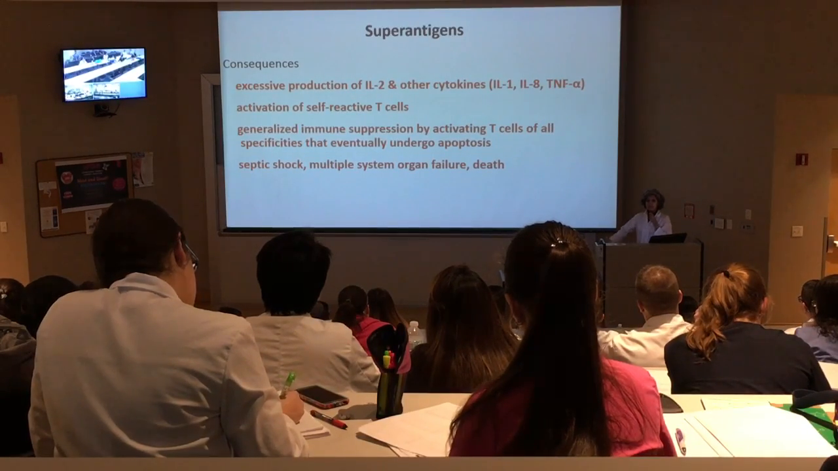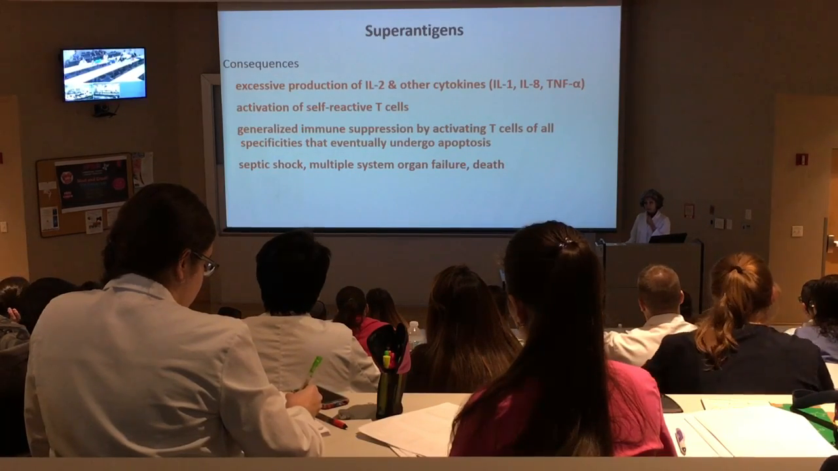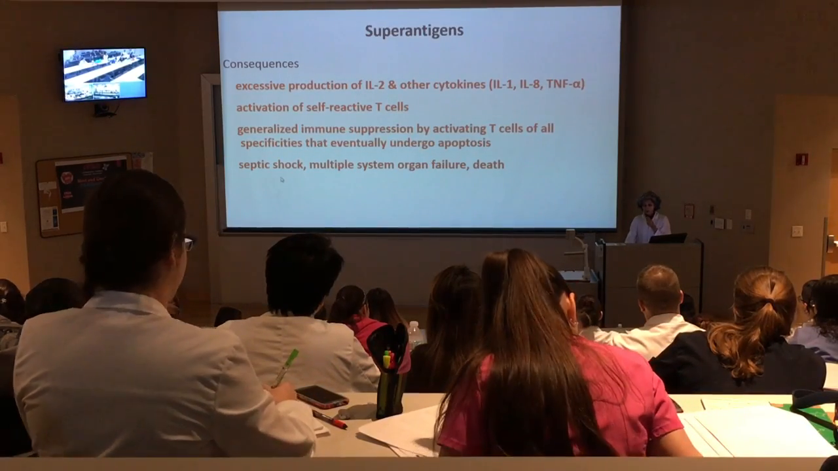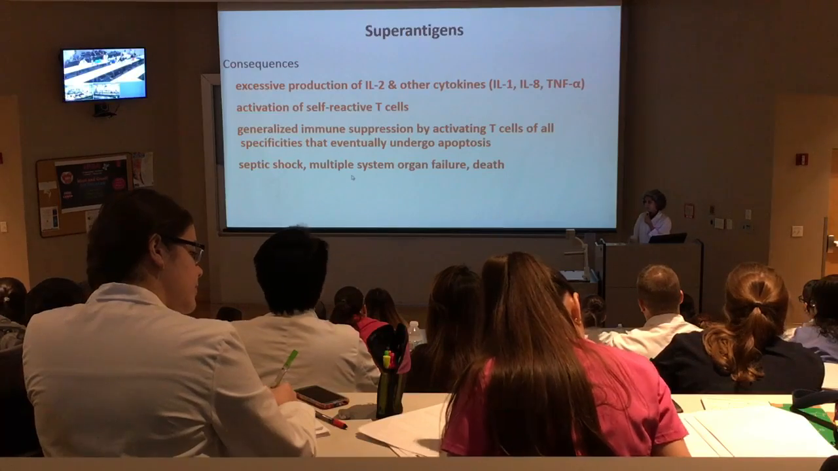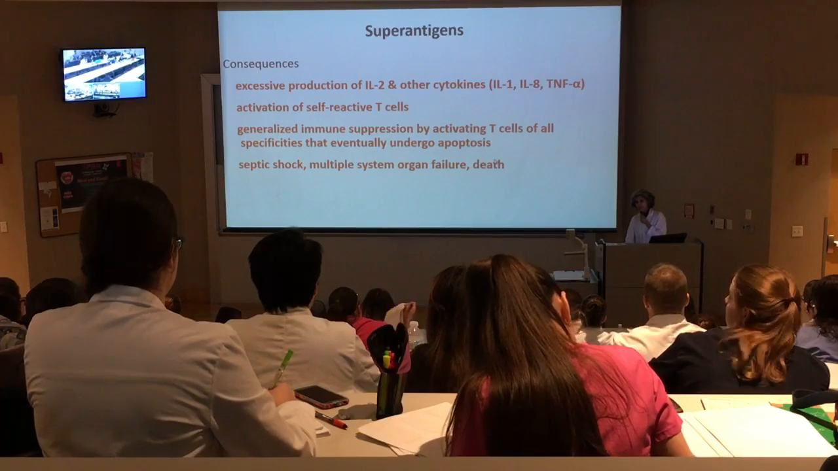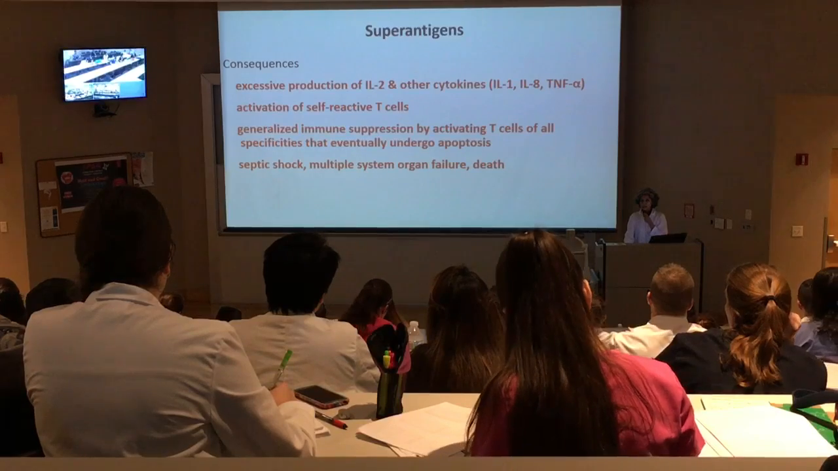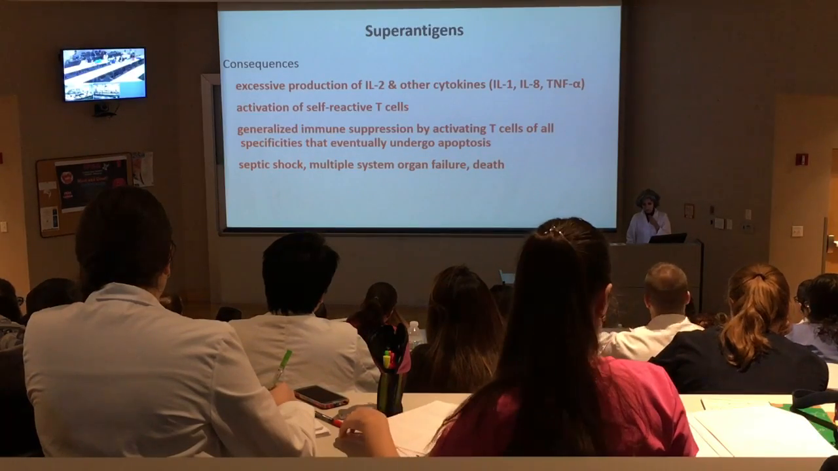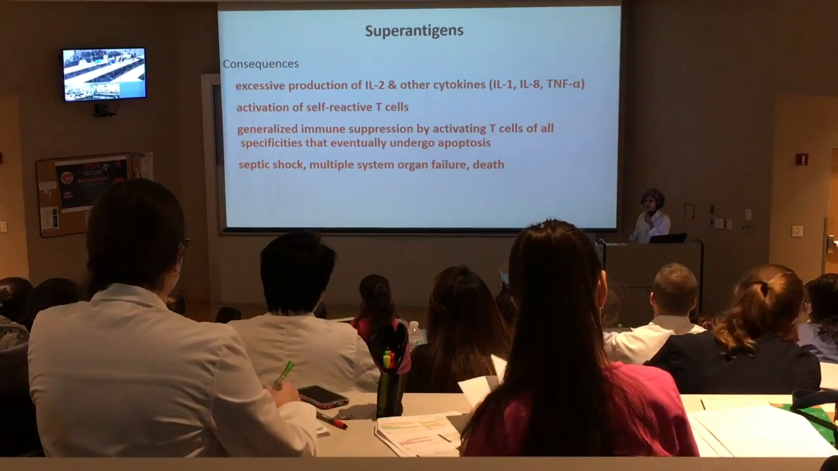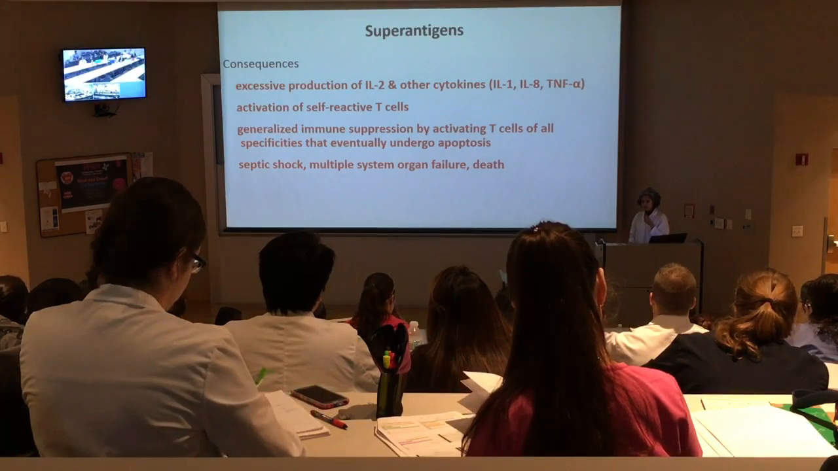So that creates a big deficit. That creates a generalized immune suppression, which is not a good thing. This could then create septic shock. Multiple organs in the body will start failing and ultimately result in death. This is how superantigens help the bacteria overwhelm the body's immune system and ultimately take down the system. So when you have an organism that has a superantigen as your etiologic agent, you have to provide medical help. You have to provide the drugs, and you have to provide them in a timely fashion.